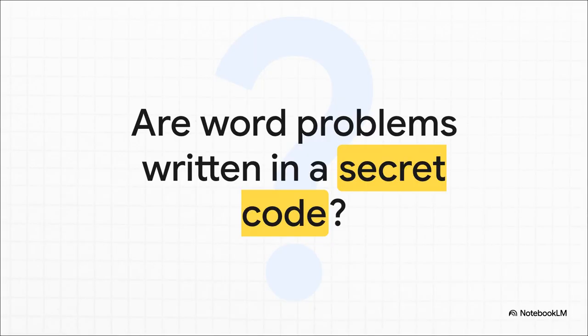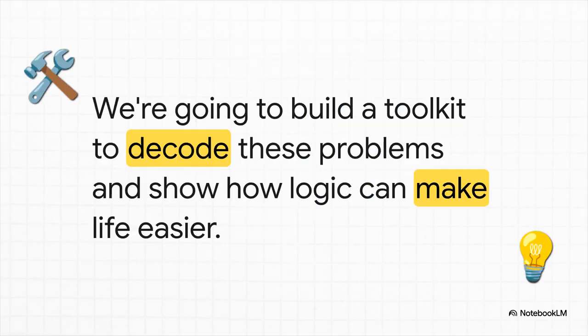You know that feeling, right? You read a word problem, and it's just this jumble of words and numbers about somebody buying an insane number of watermelons. It feels like you need a secret decoder ring just to figure out what they're even asking. Well, guess what? That's exactly what we're going to do. We're going to build a problem solver's toolkit, crack that code, and I'll show you how the logic behind it all can actually make your life a whole lot easier.